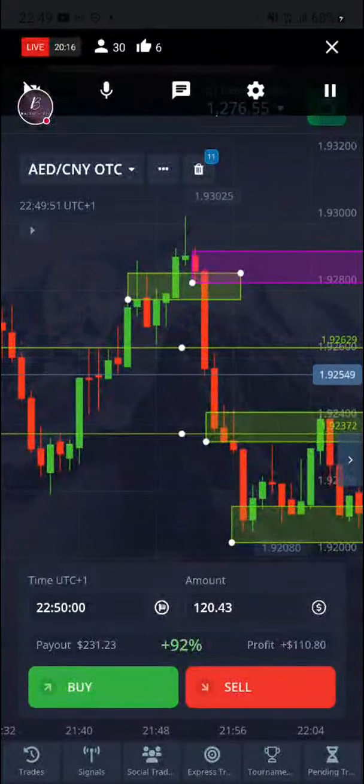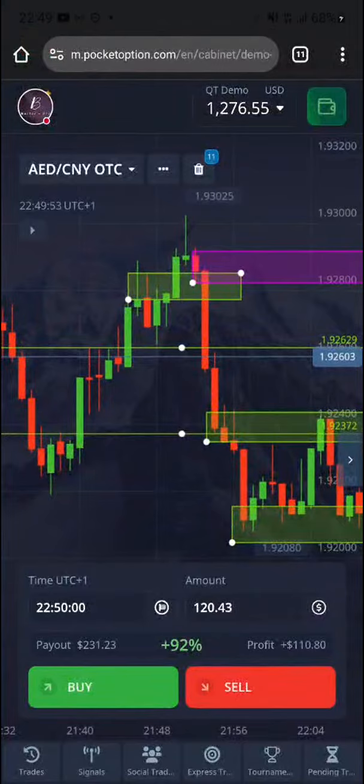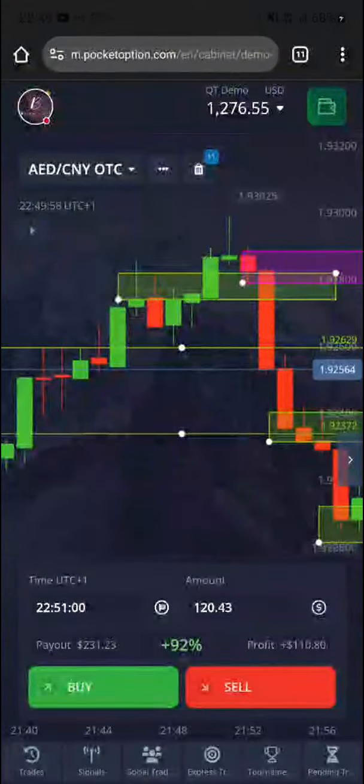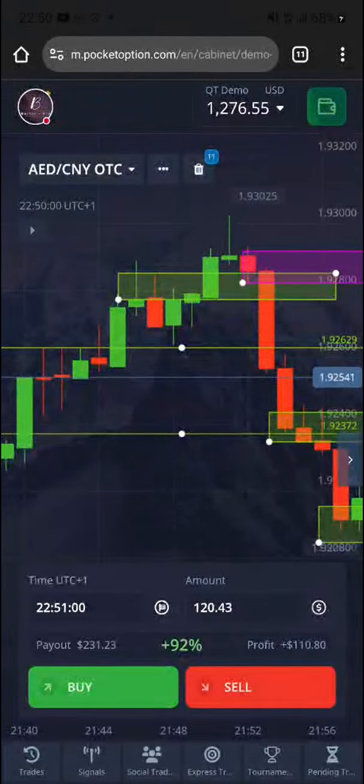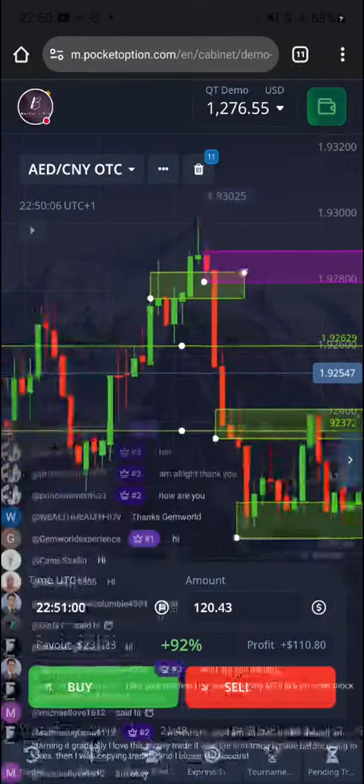So the thing there is, this is a QM strategy right now, and the QM strategy happens when you have this ABC to the upside, then a push to the downside. You can see this up, down, up movement. That's the ABC movement. Then this push to the downside with these red candles.